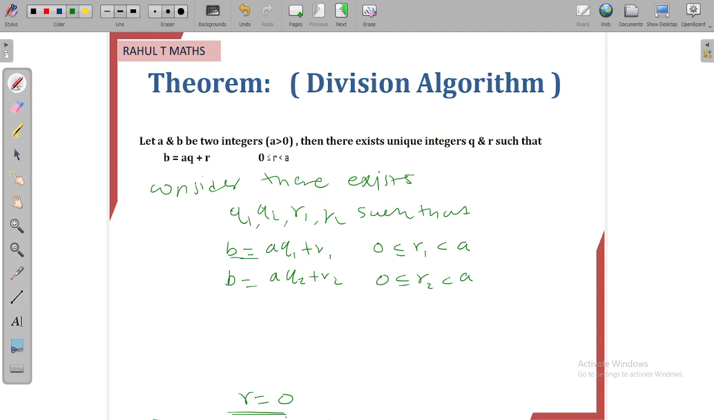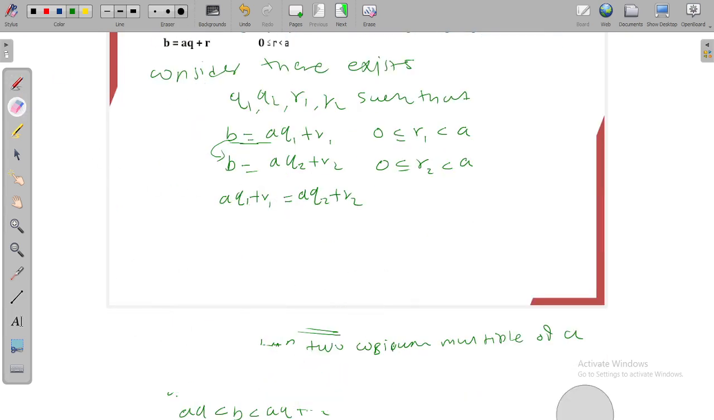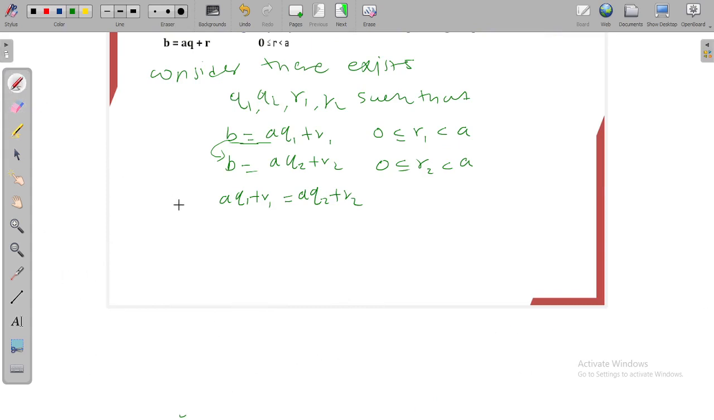Put value of b from this equation in this equation. We get a into q1 plus r1 equal to a into q2 plus r2. Then we get r1 minus r2 equal to a into q1 minus a into q2, equal to a into, take a as common, a into q1 minus q2. This implies that r1 minus r2 equal to a into q1 minus q2.